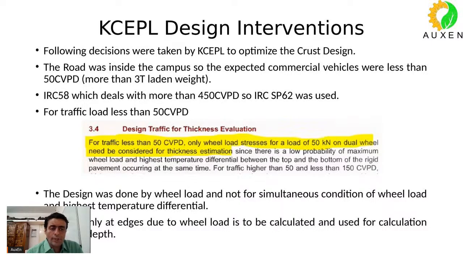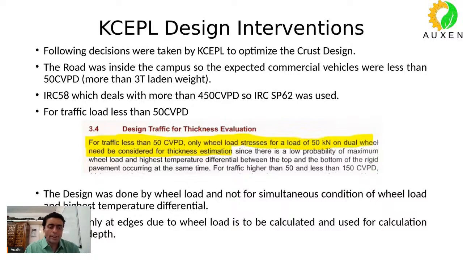So the IRC 58, which we use, that is the code for rigid pavement design, actually deals with roads carrying 450 CVPD, 450 commercial vehicles per day. So therefore, we thought this IRC is not quite applicable in our case, and so we went to IRC SP62. All right, what is IRC SP62? It is a special publication of IRC for low volume roads.